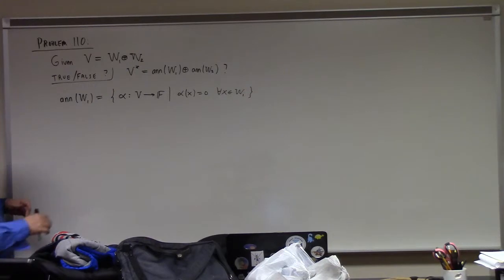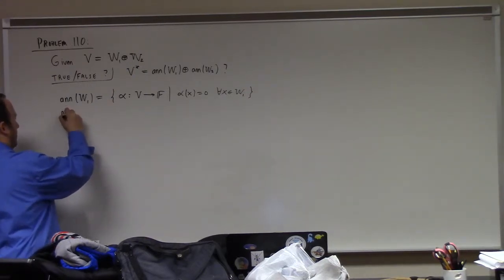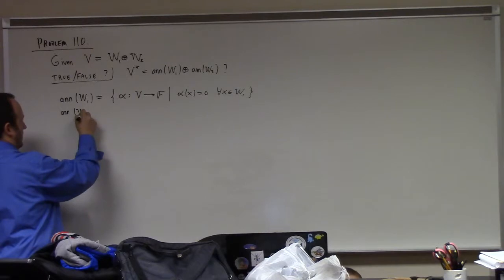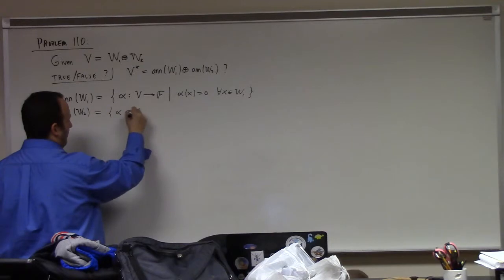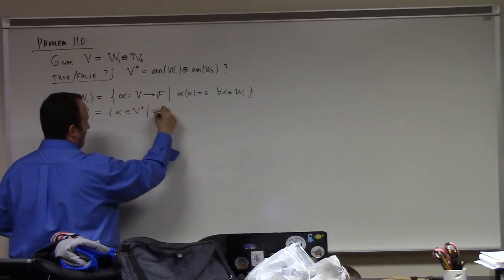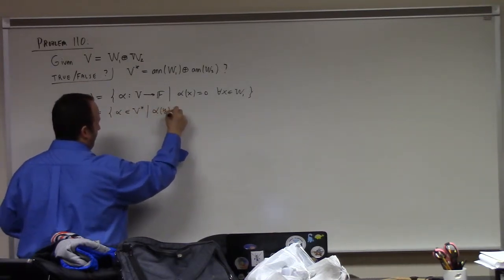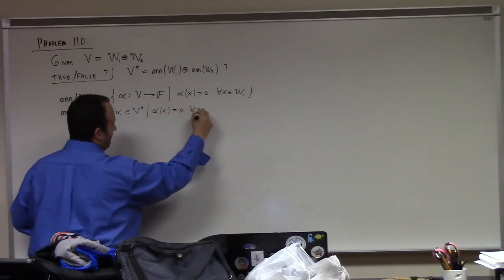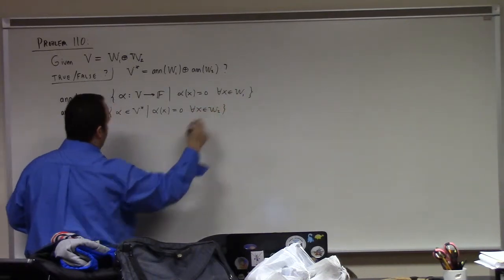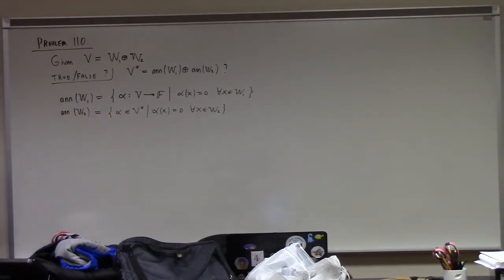And likewise for W2, right? So what do you guys think? How should we proceed here? My intuition here is that it's true. And the reason for that is that the annihilator of a space is like complementary in dimension.